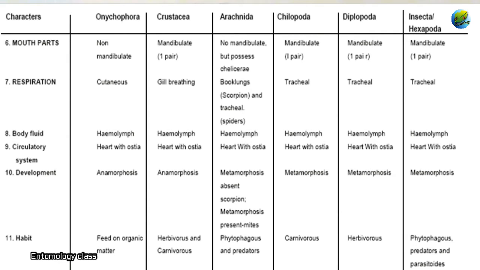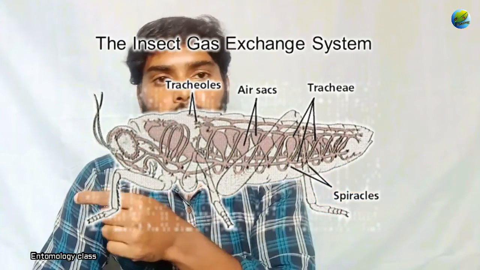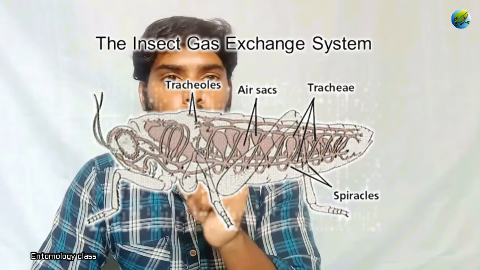So all of the arthropods have the mandibulate kind of mouth part except the Onychophora. And for respiration, most of the arthropods, like Chilopoda, Diplopoda, and Insecta, have the tracheal respiratory system, which means they have individual tubes conducting oxygen to the individual cells.